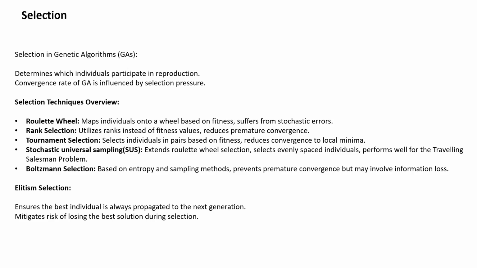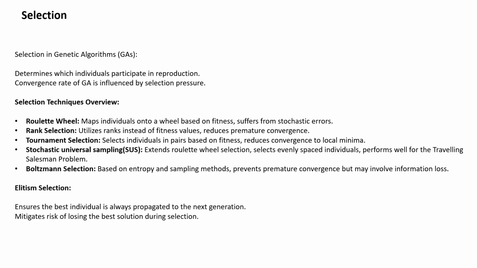And there are different selection techniques. One of them is roulette wheel. It is what it sounds like. It maps individuals onto a wheel based on fitness, but it suffers from stochastic errors. And there are other selection techniques also, like rank selection. It utilizes ranks instead of fitness values, but it reduces premature convergence.